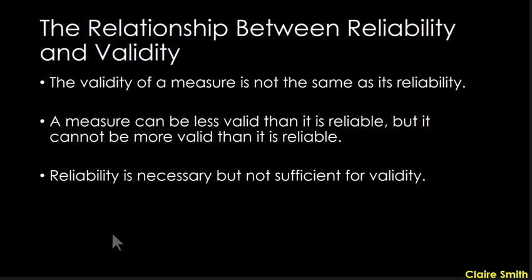Okay, reliability is just looking at how well the measure correlates with itself. Validity is looking at how well the measure is associated with something else. So reliability is necessary to have a good study, but it's not sufficient, right? We need the measure to be valid more than we need it to be reliable, but we also need it to be reliable. Hopefully that makes sense.